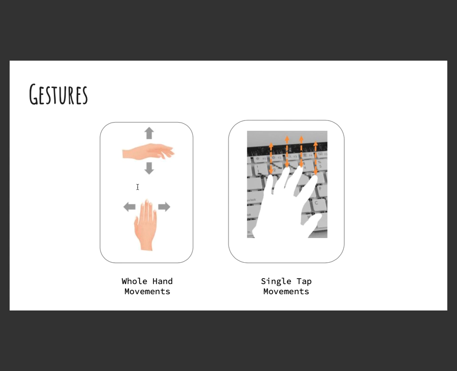The set of gestures we have grouped up already is the whole hand movement, where we would be moving like so with the whole hand. And then we have single tap movements, where your finger would just move up a little bit, and that would vary depending on your finger, right?